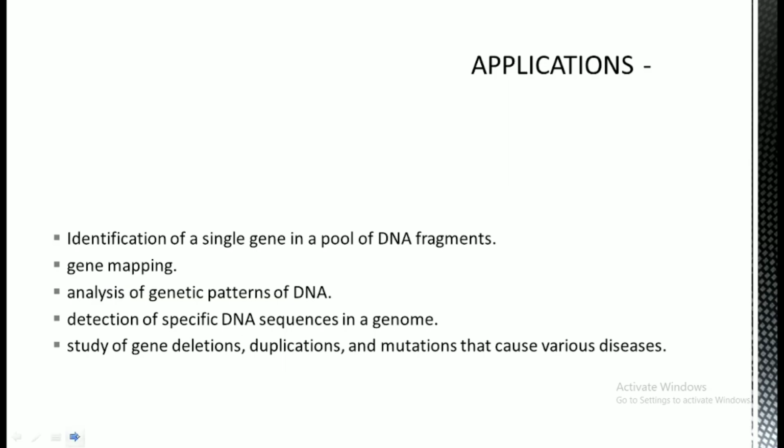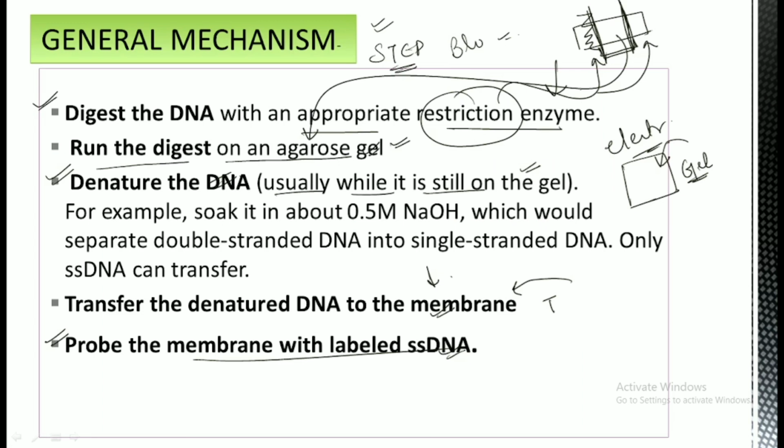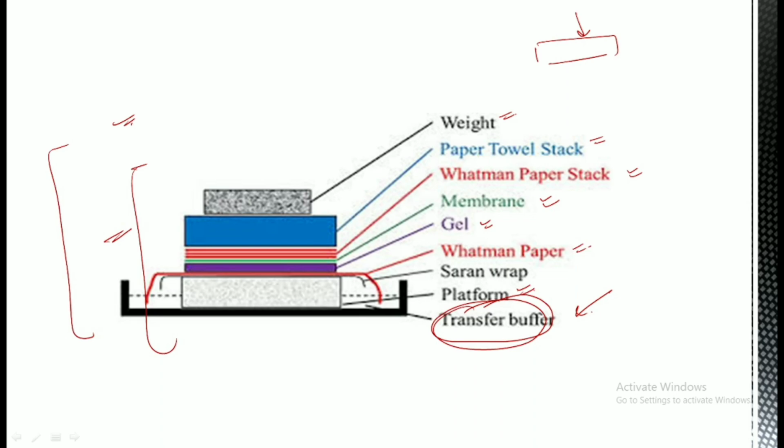So what are the various things you need to understand? The first thing is that first we have our digestion of DNA, then agarose gel electrophoresis is done. After that, the denaturation of DNA is done. Then we transfer the denatured DNA to the membrane, and finally the probe is labeled with the single stranded DNA and our complete process is done.